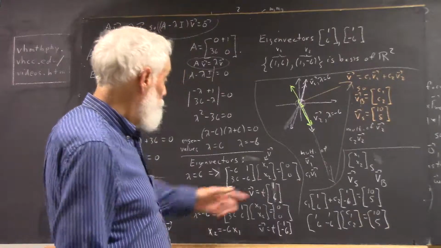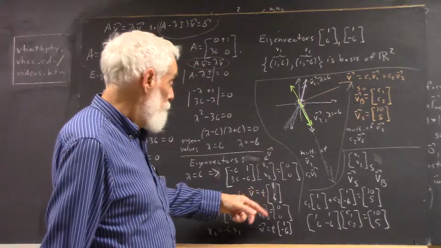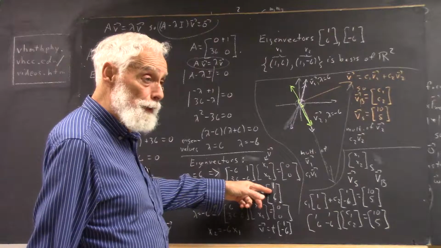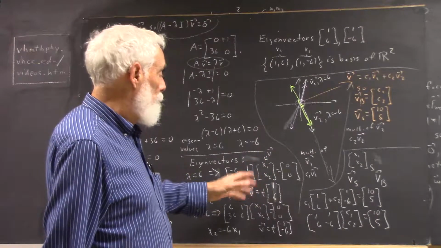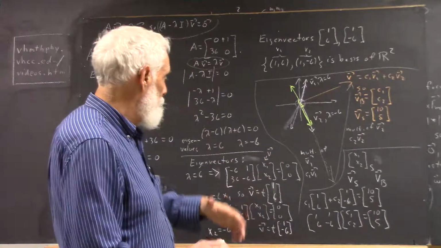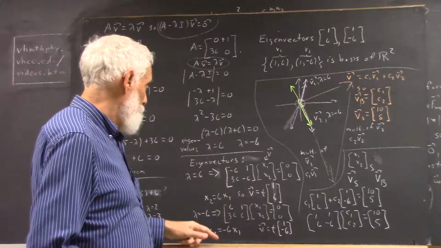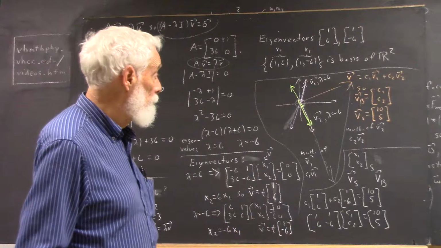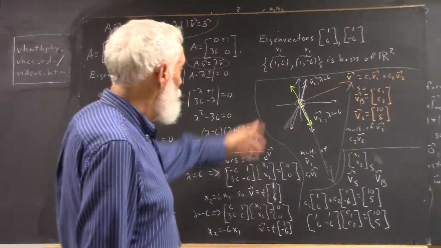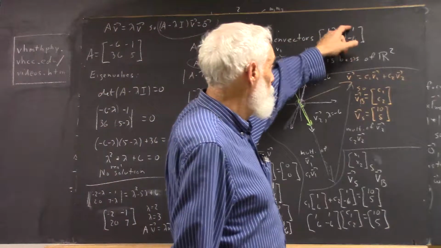And we know that this eigenvector will map onto a vector in exactly the same direction, but 6 times as long in this case, and here negative 6 times as long. Okay. So our eigenvectors are 1, 6 and 1, negative 6.